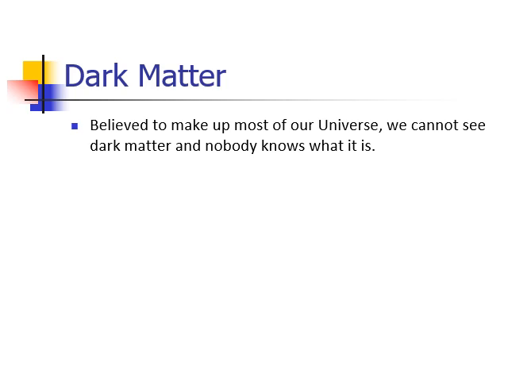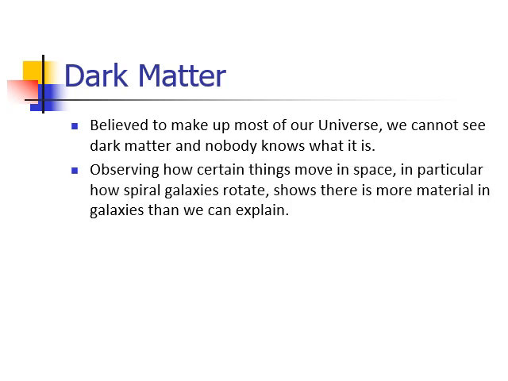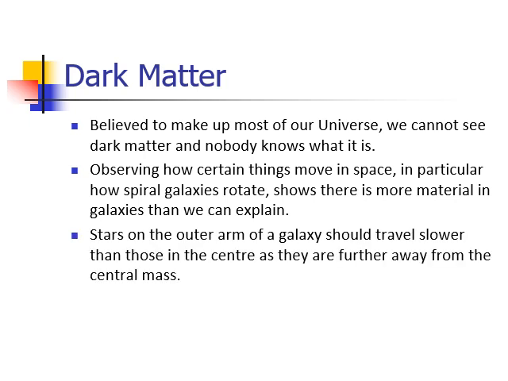We also have dark matter. Dark matter, again, we can't see, and nobody knows what it is, but we can observe some of it by how things are moving in space, in particular how spiral galaxies rotate. And this is showing that there's more material there to cause this rotation than we can presently explain by looking at the visible mass of stuff. So stars on the outer arms of these spiral galaxies should be going slower than those in the center, because they are further away from the center of mass.